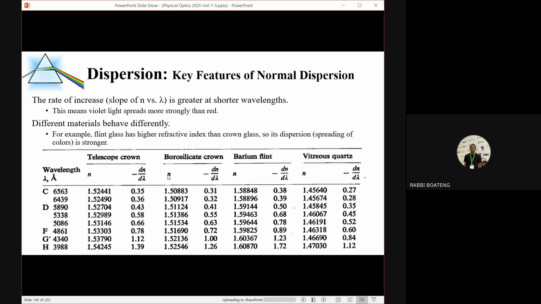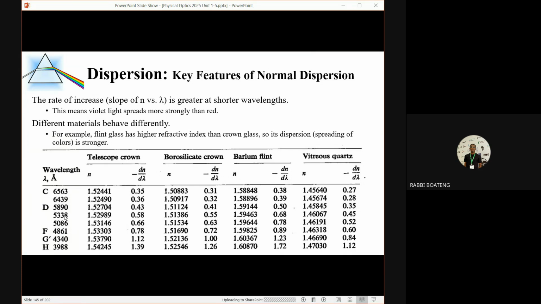So from the chart here, I've explained that the two columns here represent this material, the telescope crown, and the blue silicate, and the barium flint, is that okay, and the vitreous quartz. Now, each material has its respective refractive index and then the normal dispersion. But the first column that starts here is a wavelength. Is that okay? That is for C, D, F, G, and H. Has their respective wavelength.